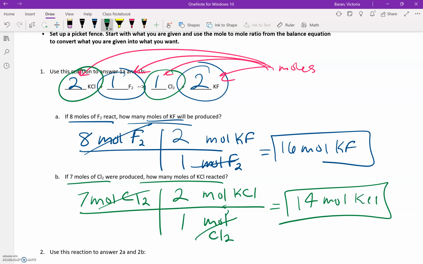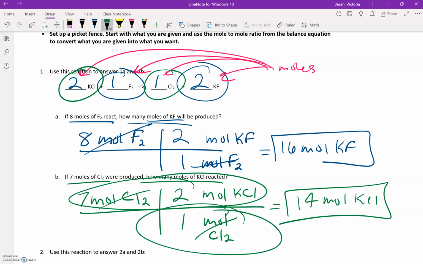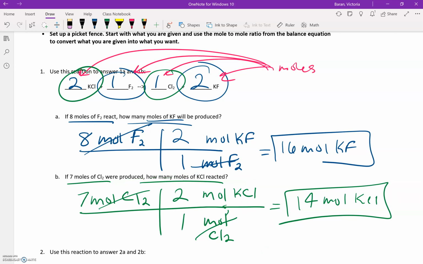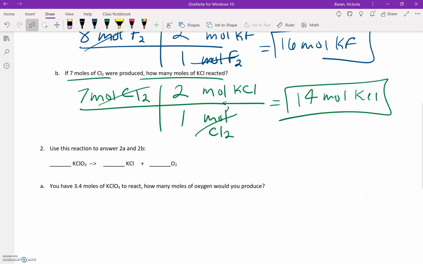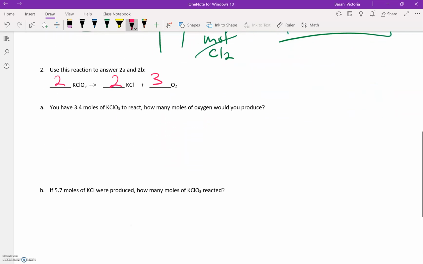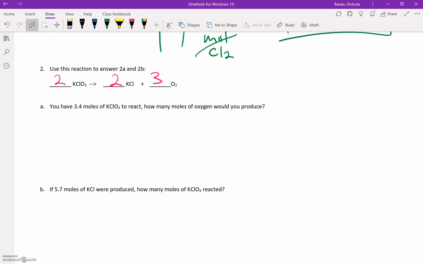These were both very similar problems, but again, with a picket fence, you multiply everything in the top, and then you divide by whatever's in the bottom. In this case, both times the bottom was 1, but that might not always be the situation. For the next set of problems, I'm going to go ahead and just balance this equation. Okay? And you're going to now use the balanced equation to help you complete these two problems here.